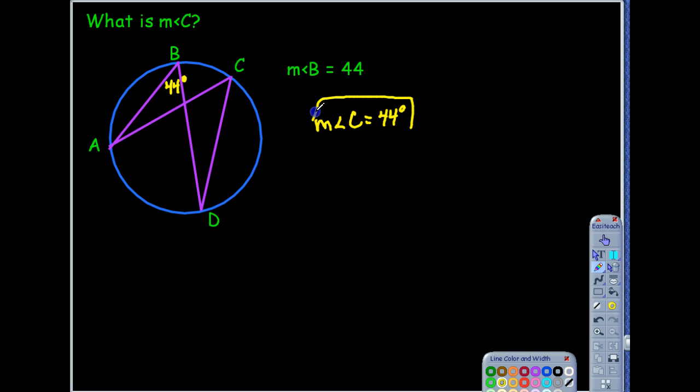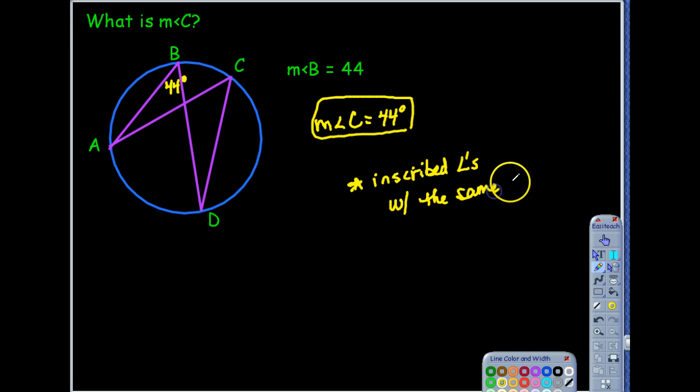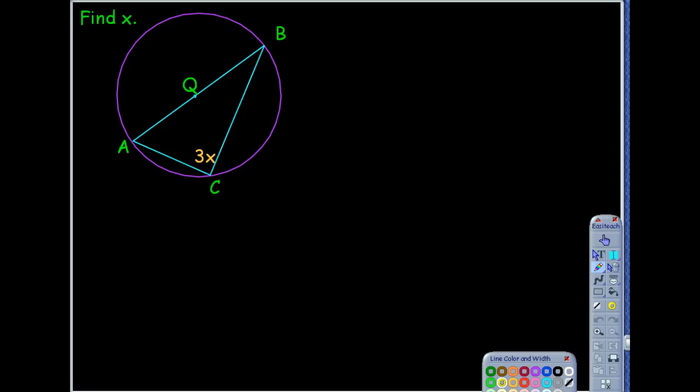Again, if you forget the theorem, you could have doubled it to find the intercepted arc, gotten 88, and then done half of that to get to C. It's just easier if you know the theorem. But again, notice that explanation: they're both inscribed angles with the same intercepted arc. And that's important. If they're not inscribed, it won't work. It's got to be inscribed. Keep that in mind, because sometimes we ask you to explain, so this would be a good explanation.